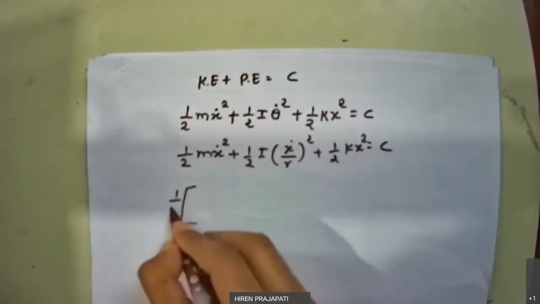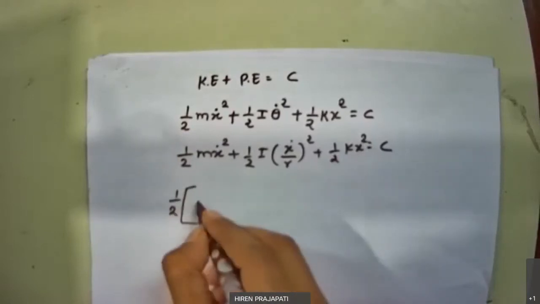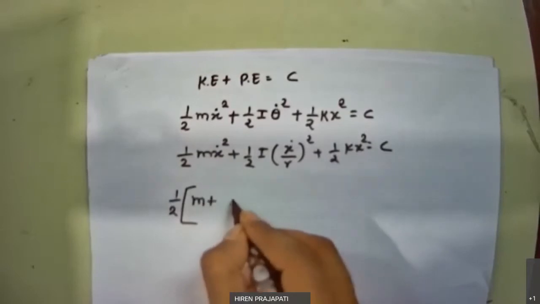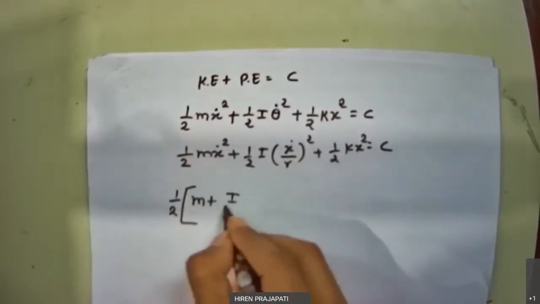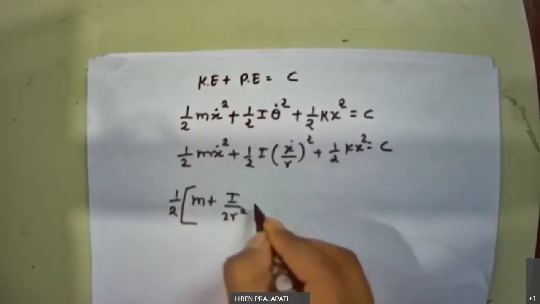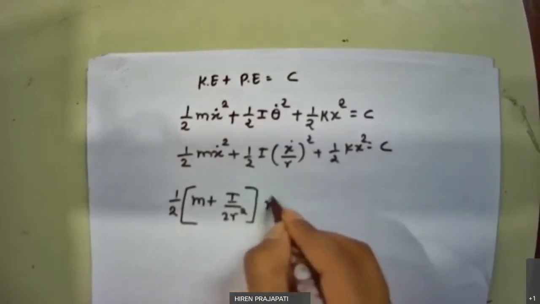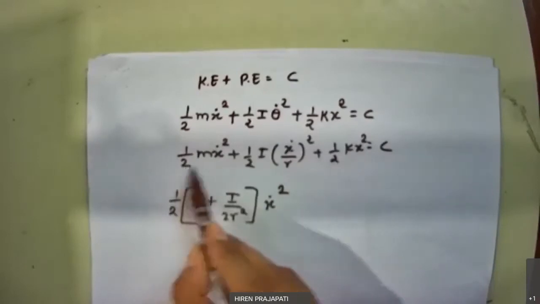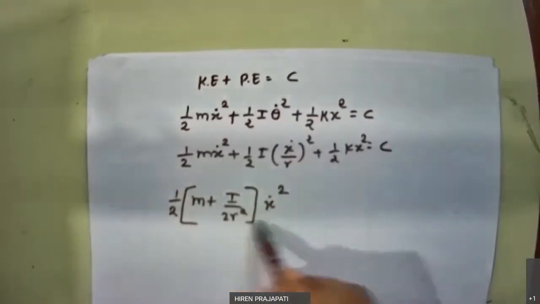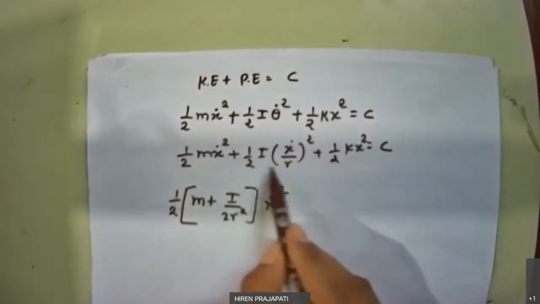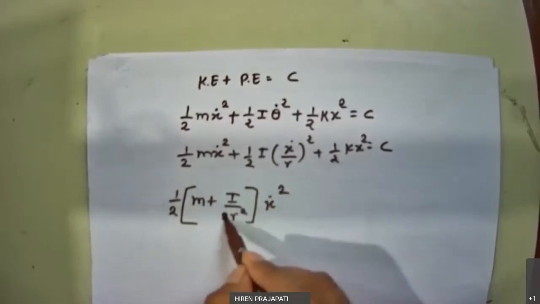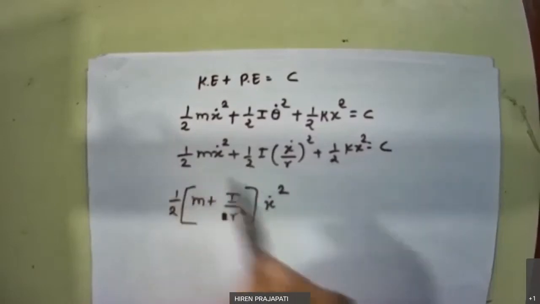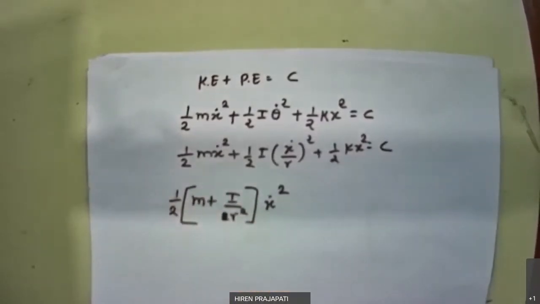So 1 half is also common in both. Now (m + I/r²) in bracket times x dot square. This is what we got after taking 1 half as common and x dot square as common. So there is no 2, it is m plus I by r square, because we have taken 1 half as common. Okay, so we got this equation.